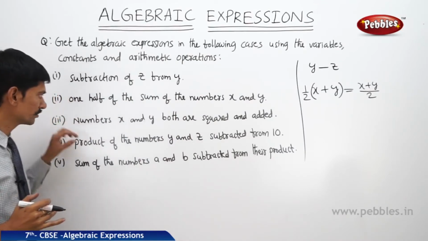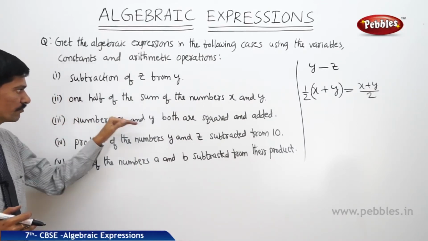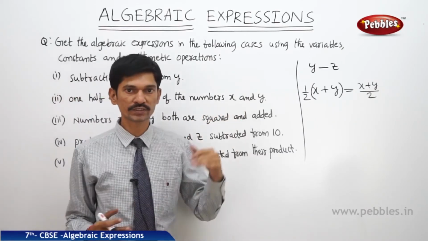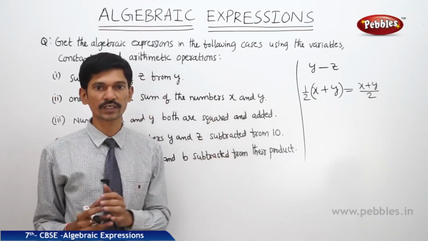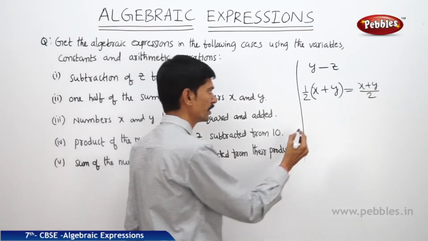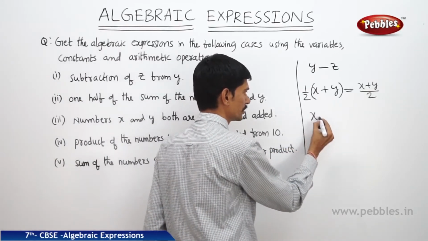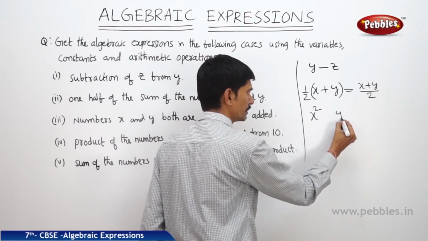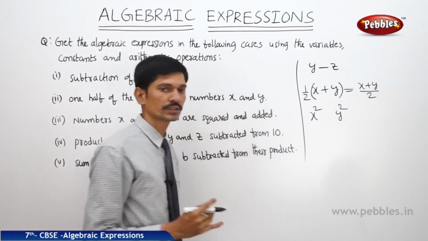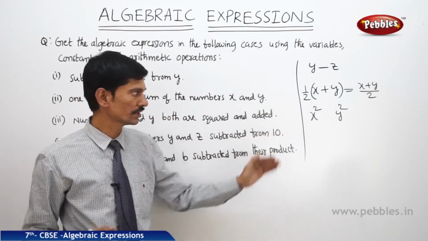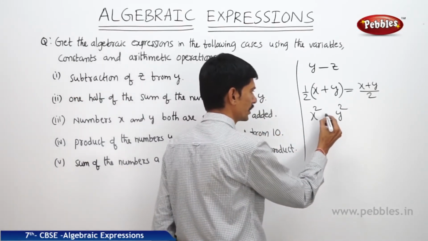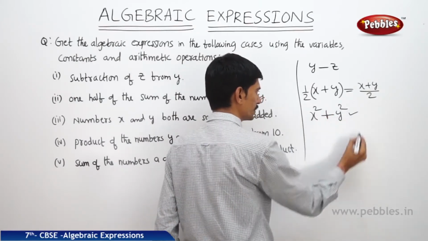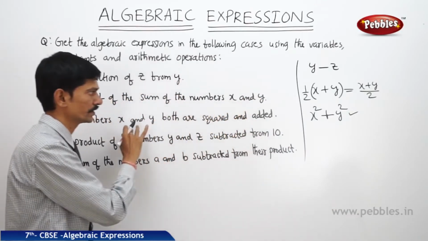Now let us take the third question. Numbers x and y both are squared and added. When the number x is squared, we write x square, and when the number y is squared, we write y square. So here the two numbers x and y are squared and then added. So we write x square plus y square. This is the algebraic expression to represent the given statement.